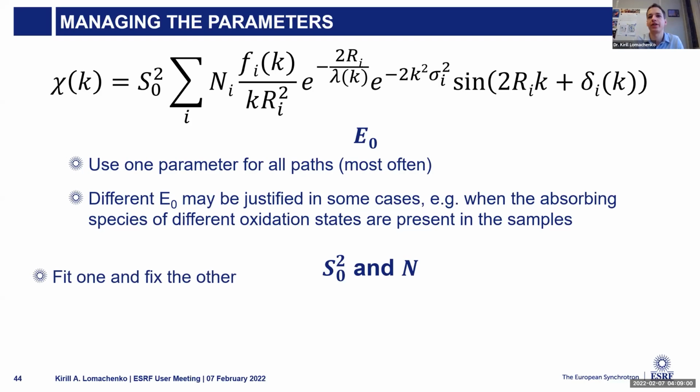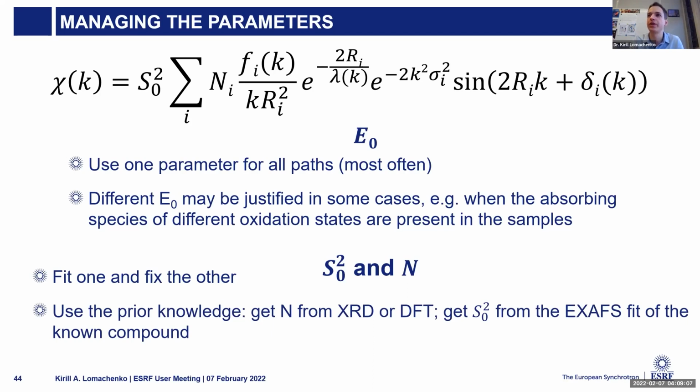Then for S0 squared and N, we have no other choice but to fit one and fix the other. And here we need a prior knowledge. So we can get coordination numbers, for example, from diffraction, from DFT, and fit S0 squared. Or we can get S0 squared from EXAFS fit of the known compound. I'll show it a little bit later.